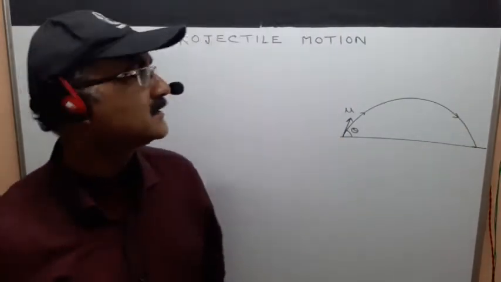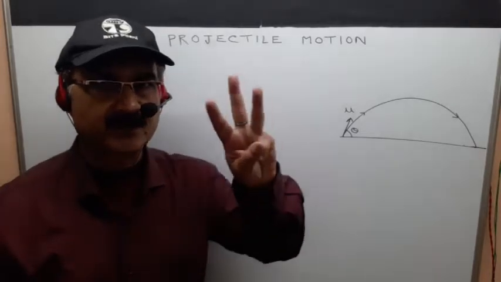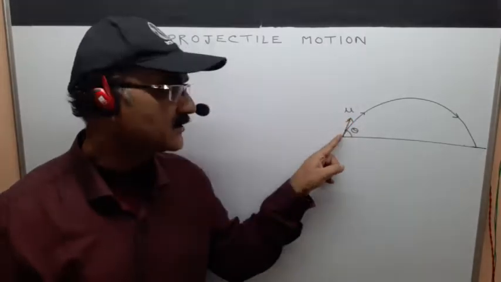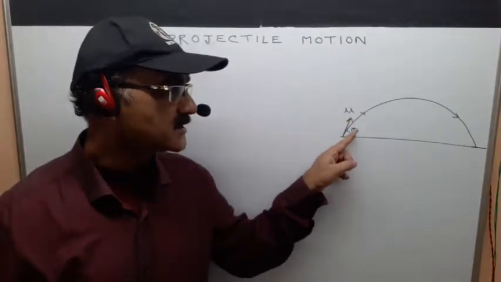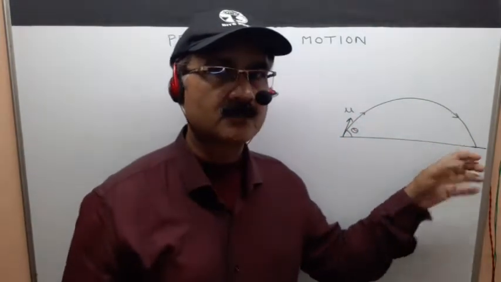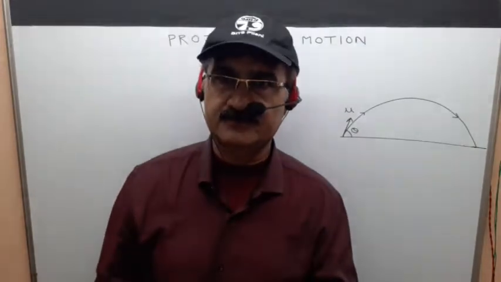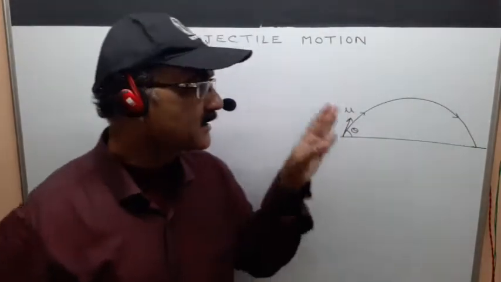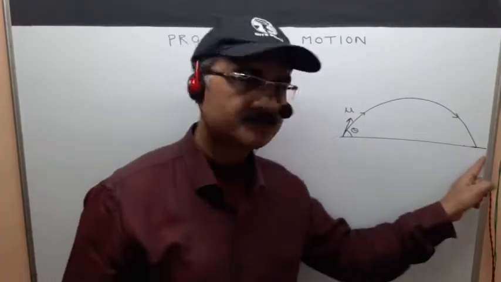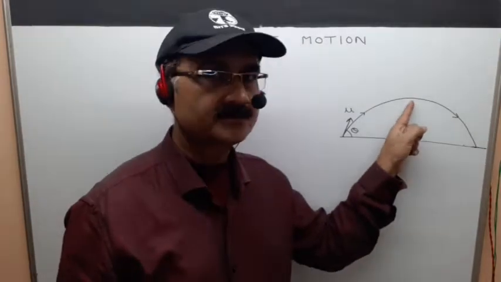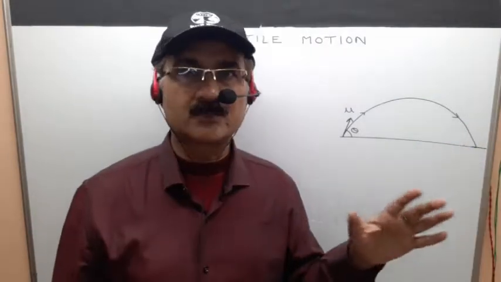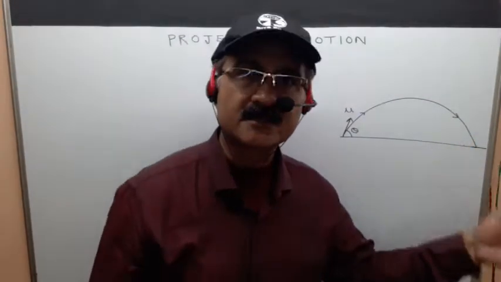Right now we know only three things. One is the initial velocity u along this direction, making an angle theta with the horizontal. And there is only one force acting on it, which is the force of gravitation. By knowing only these three things, we want to find how far it will go, how high it will go, and how much time it will take in its flight. We want to know these things from here.